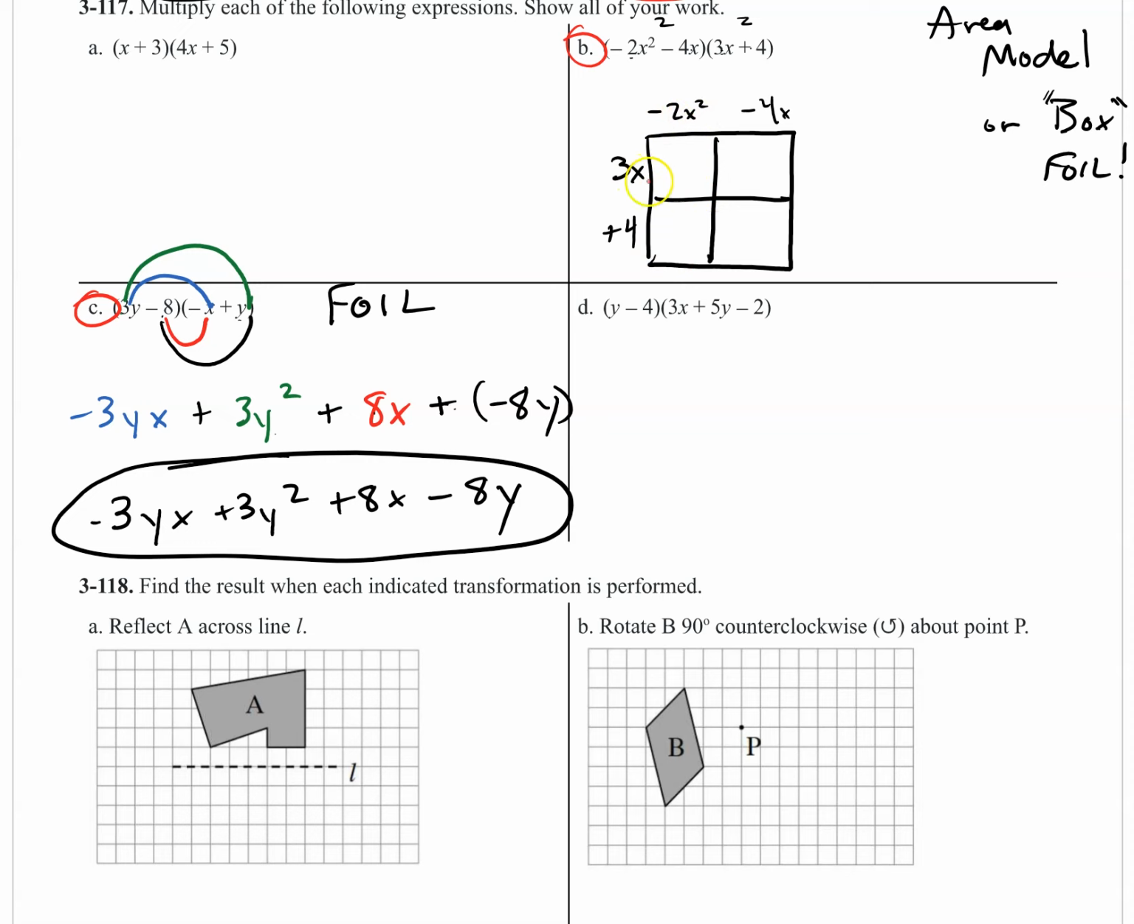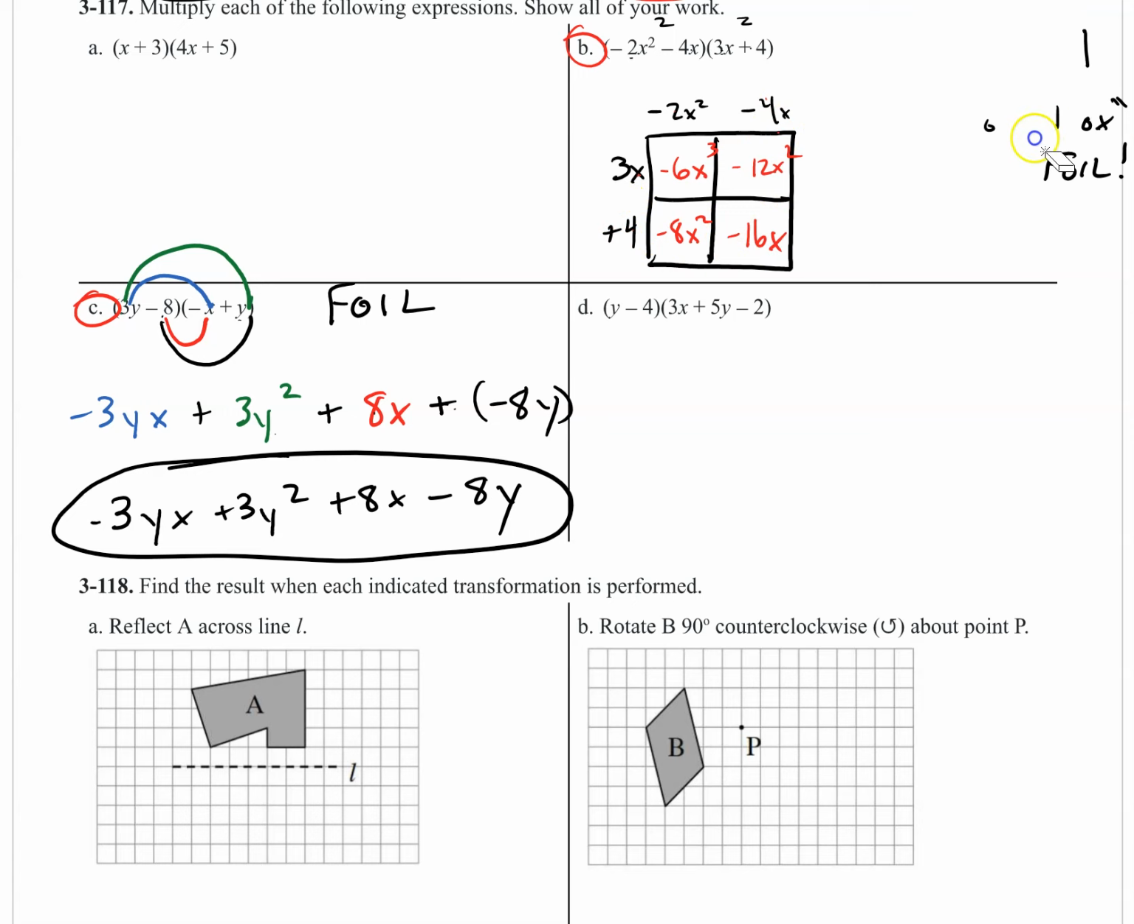Negative 2x squared times 3x. Negative 2 times 3 is negative 6. And then x squared times x, that's x to the power 3. 4 times negative 2x squared, that is negative 8x squared. Negative 4x times 3x. 3 times negative 4, negative 12. And x times x, x squared. Bottom right, we have negative 4x times 4. Negative 4x times 4, that's negative 16x.